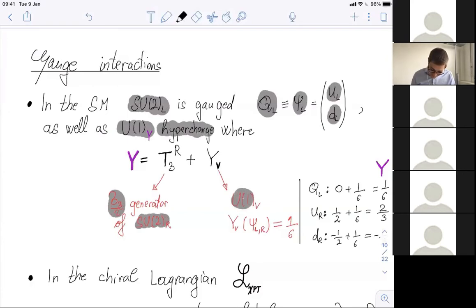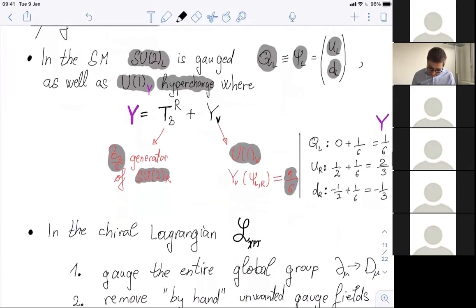and the U(1)_V. Remember this vectorial U(1) that was part of the global group. So if we take that under this global U(1)_V, the fields psi left and psi right have the quantum number 1/6, then you can check that the hypercharge works out. In particular, the left-handed quark doublet is zero because it doesn't have any right-handed charge, plus 1/6, it's 1/6, the usual hypercharge, and so on. U right will be 2/3, and D right will be -1/3.